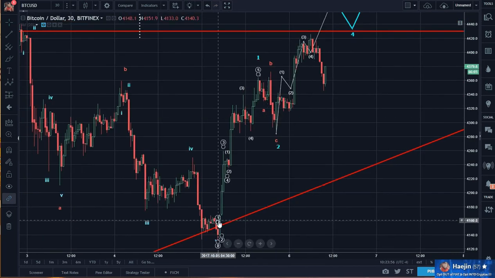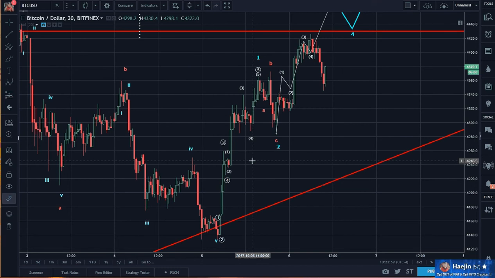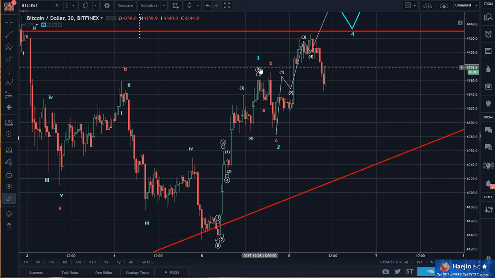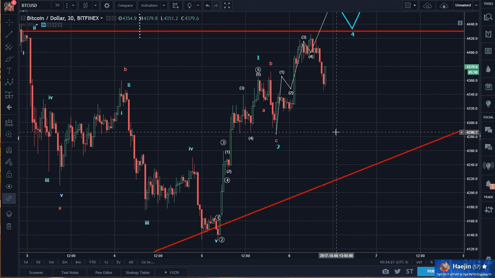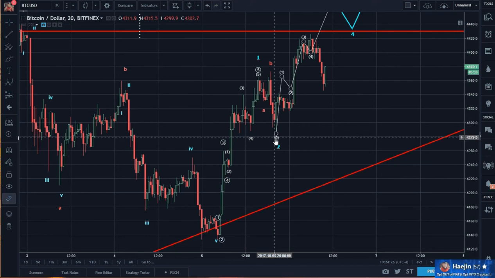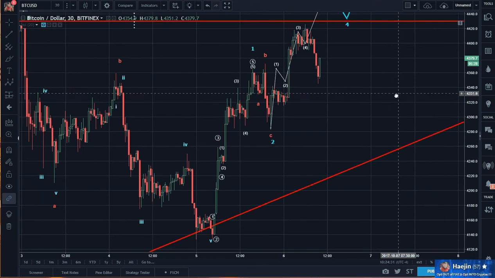So we had called 1, 2, 3, 4, 5. Counted the subwaves of this 5. So 1, 2, 3, 4, and 5 became the subwaves of 1. Then we counted ABC. So this was a very nice ABC. What kind of a flat was it? It was an expanded flat. Then it started going up again.